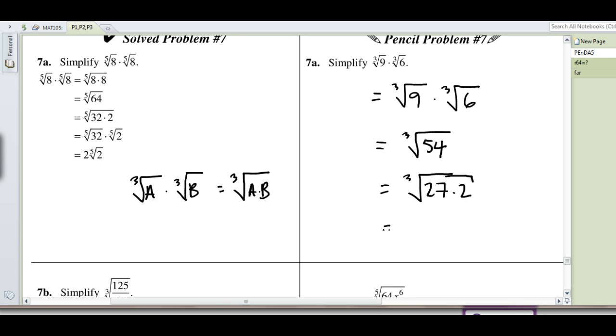So we can write this as the cube root of 27 times the cube root of 2. So the cube root of 27, we just said 3 times 3 times 3 equals 27. So the first part just turns into 3, and we end up with 3 times the cube root of 2. That would be our final answer.